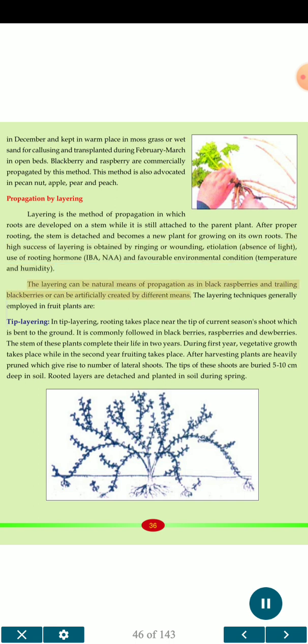The layering can be a natural means of propagation as in black raspberries and trailing blackberries, or can be artificially created by different means. The layering techniques generally employed in fruit plants are tip layering. In tip layering, rooting takes place near the tip of the current season's shoot which is bent to the ground. It is commonly followed in blackberries, raspberries and dewberries.